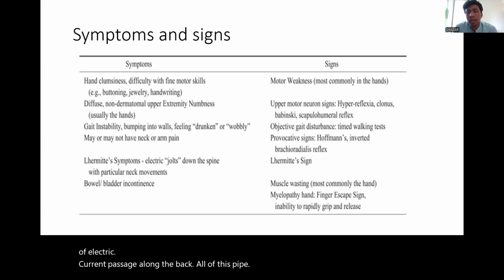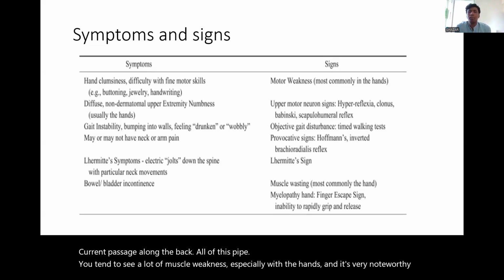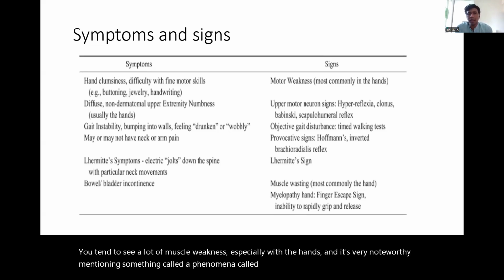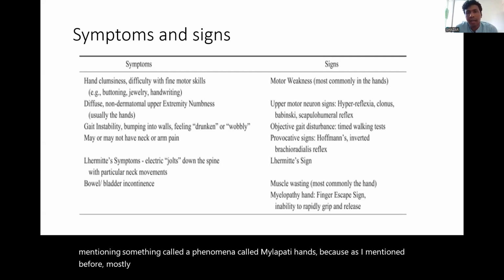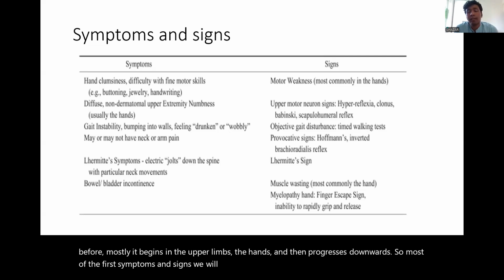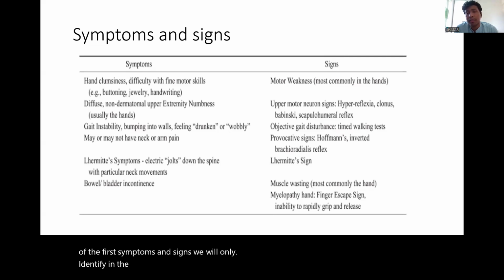You tend to see a lot of muscle weakness, especially with the hands. And it's very noteworthy to mention a phenomenon called myelopathy hands. Because as I mentioned before, mostly it begins in the upper limbs, the hands, and then progresses downwards. So most of the first symptoms and signs we will only identify in the hands. So there is a specific test called the finger escape sign.